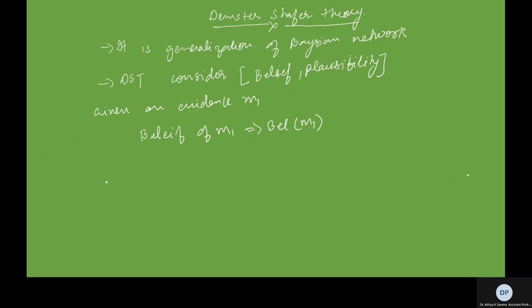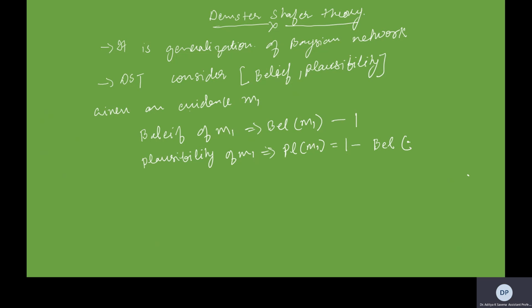Now, this belief is given by practitioners. What if the evidence is such that we have a very high belief? We can write it as 1. Fine. Now, what is plausibility? Plausibility of M1 can be written as PL of M1, which is equivalent to 1 minus belief.